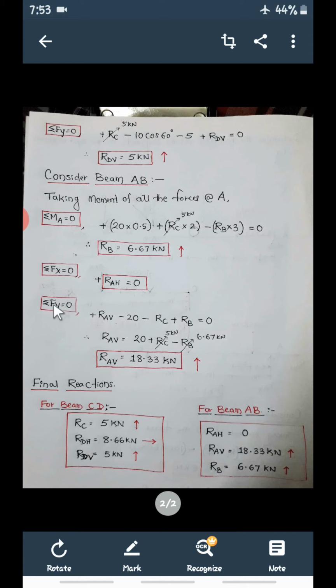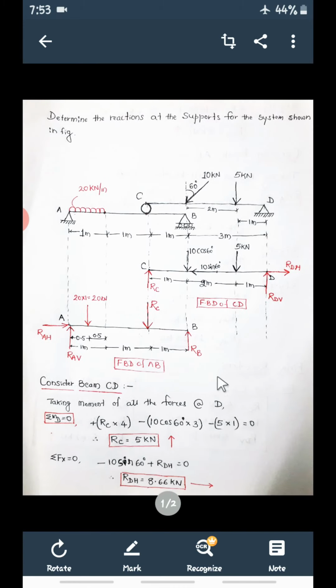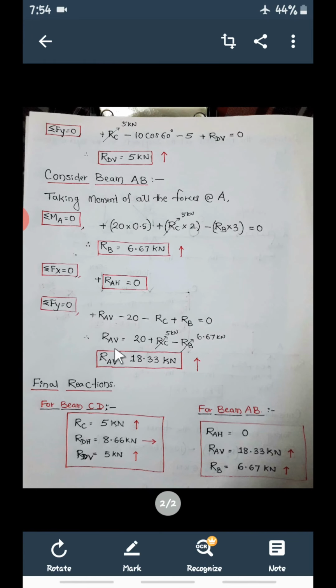Next use another equation, summation Fy is equal to 0. Add all the vertical forces in this beam. How many vertical forces? 1, 2, 3, 4. Now with sign convention, plus RAV minus 20 minus RC plus RB. This is summation Fy, which is equal to 0. Substitute RC is equal to 5 kilonewton, and RB, which you have already calculated, is equal to 6.67 kilonewton. So from this I can get RAV is equal to 18.33 kilonewton.